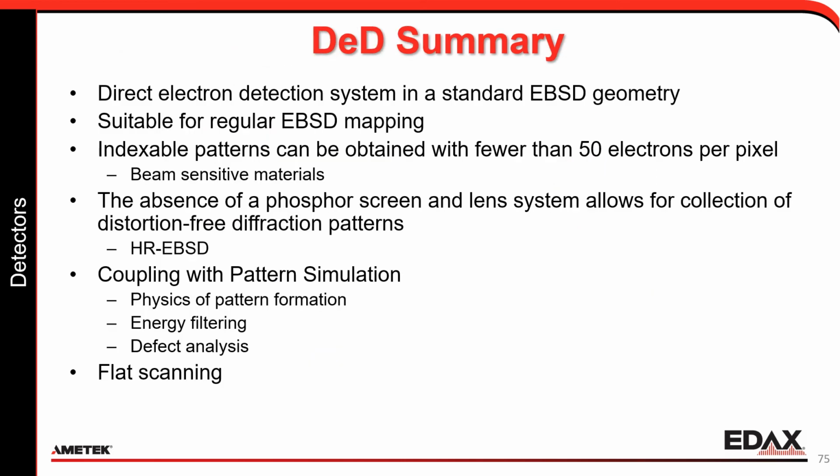So I think the direct electron is going to be an exciting future for EBSD. We can start to look at beam-sensitive materials in more detail, like I showed an example of. It should help with HREBSD because we've taken out the lens and the phosphor screen. We expect it to help us understand the physics of pattern formation better, especially as we incorporate potentially energy filtering into that, and maybe even get us to different geometries.